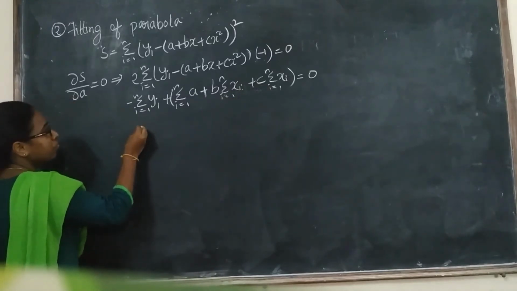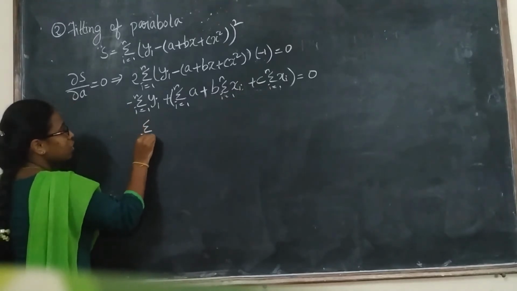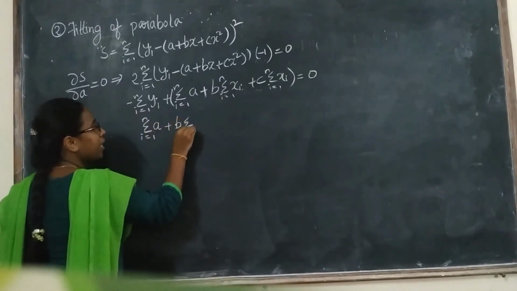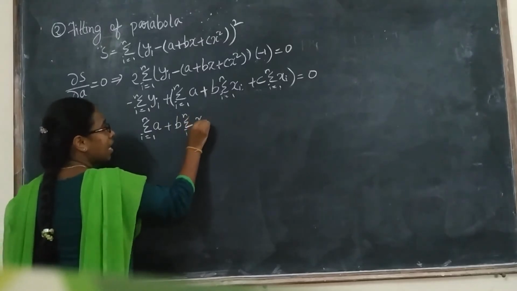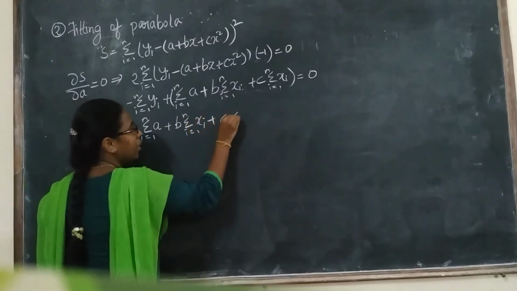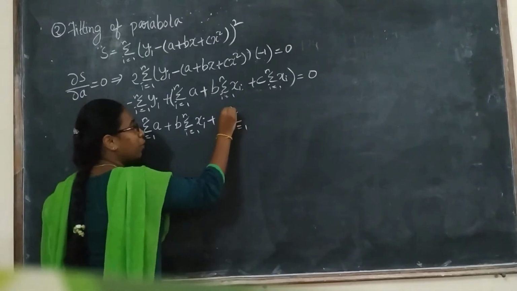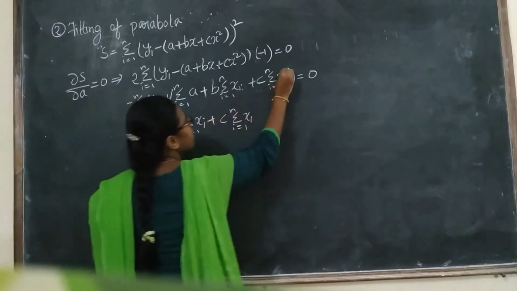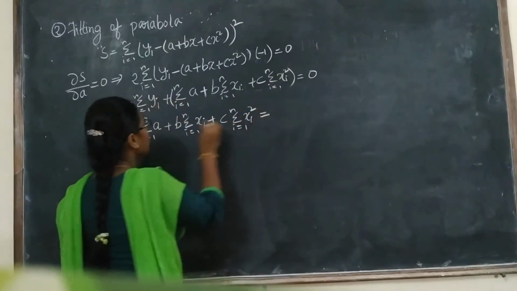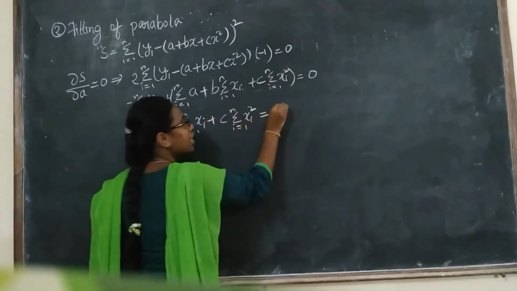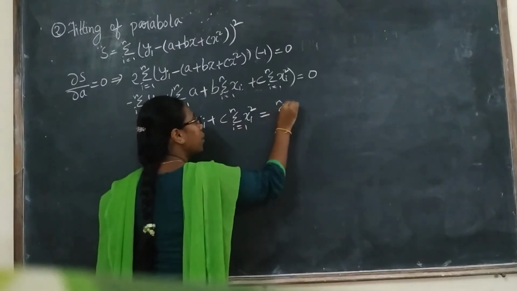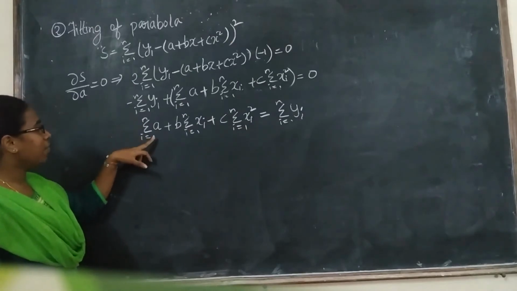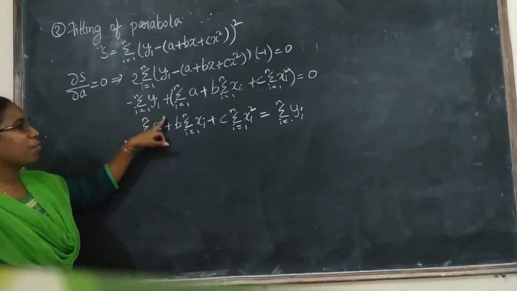Now send this minus term, that is minus summation yi, to the right hand side, so that you will get summation i equals 1 to n a plus b summation i equals 1 to n xi plus c summation i equals 1 to n xi square equals, minus term goes to that side, summation i equals 1 to n yi. So here, similarly like the straight line, we don't have any i values in this, we have only the parameter a.